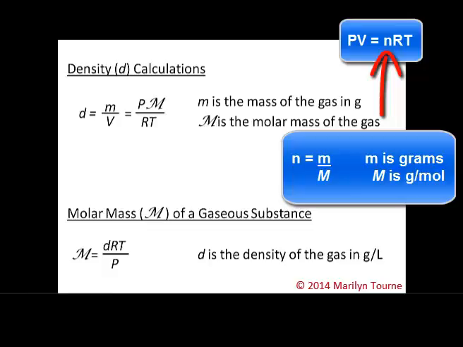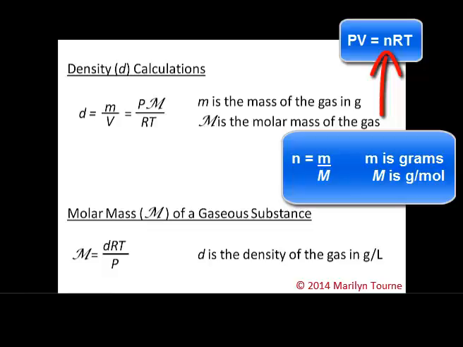So when you take grams and divide it by grams per mole, that bottom fraction flips and you end up canceling the grams and you end up with moles. So that's where moles comes from for the ideal gas equation. With that knowledge, we can use it to calculate density of gases.